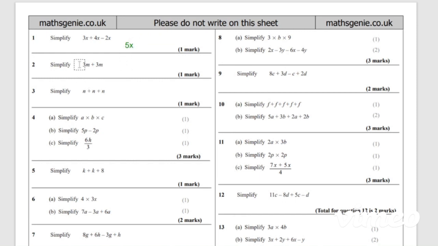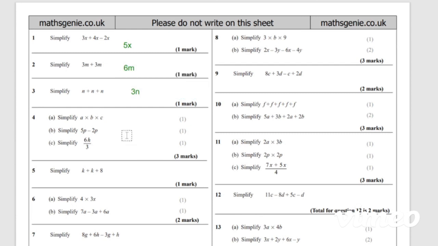Second one here, simplify 3m plus 3m. So I've got 6m. This one here, I've got n plus n plus n. And a lot of students will say to me, is this n to the power of 3 or is it 3n? And if you think of n's as pounds, if you've got £1 plus £1 plus £1, you've got £3. So your answer is 3n.